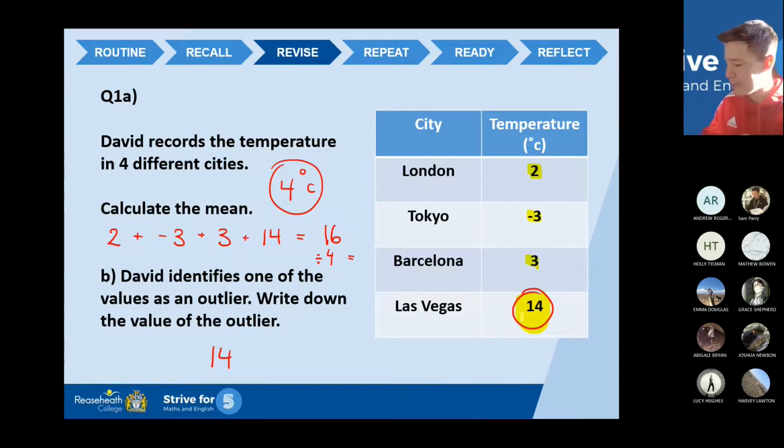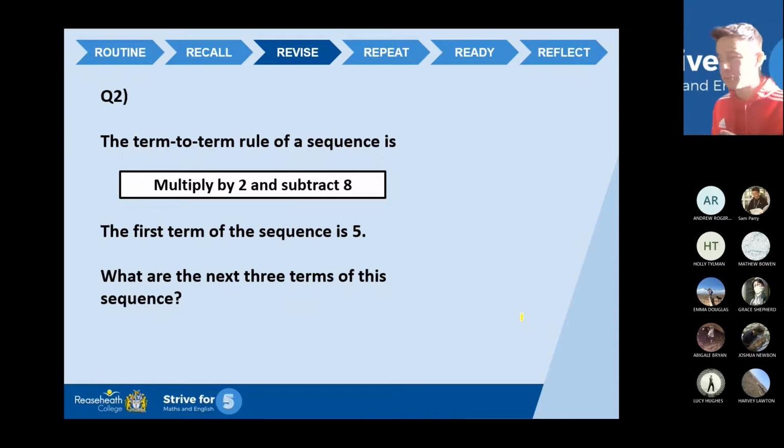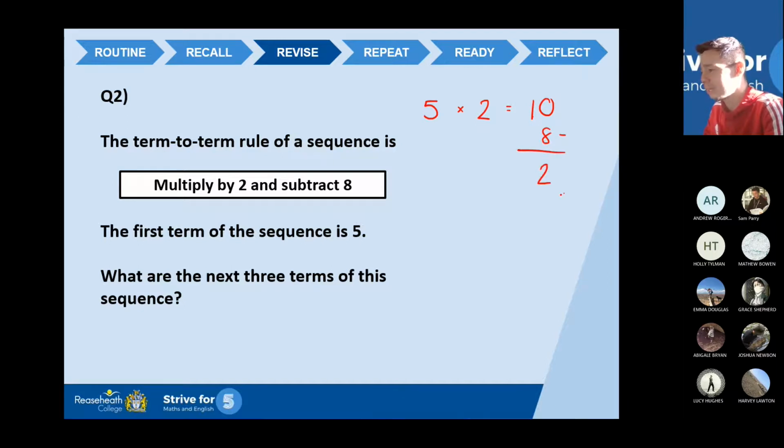Okay, the term-to-term rule for a sequence is multiply by 2 and subtract 8. The first term of the sequence is 5. What are the next 3 terms of this sequence? So we're going to work through it step by step. We're going to take the first term, so 5. I'm going to times it by 2, which gives me 10, and then take away 8. That's going to give me my first number, which is 2.